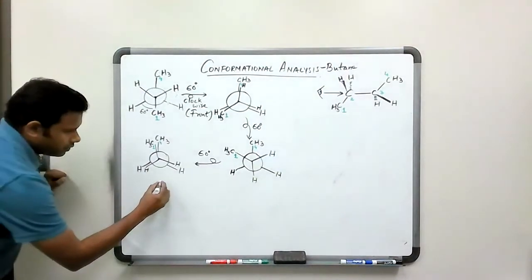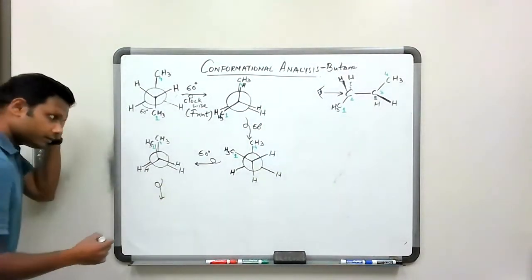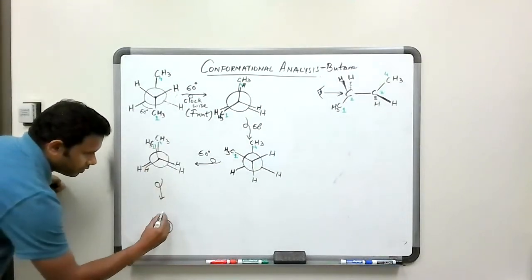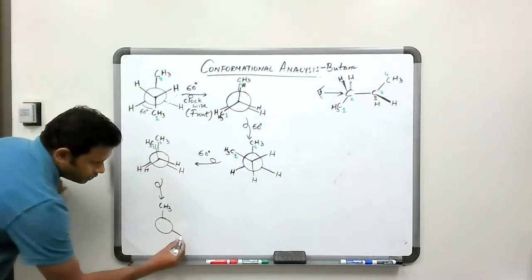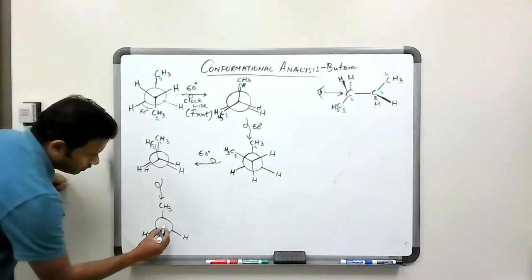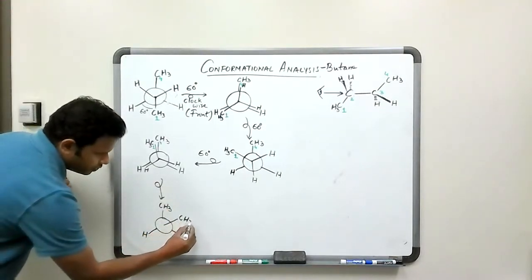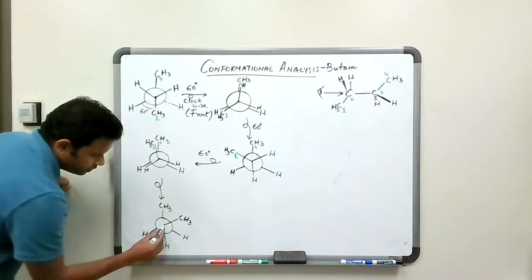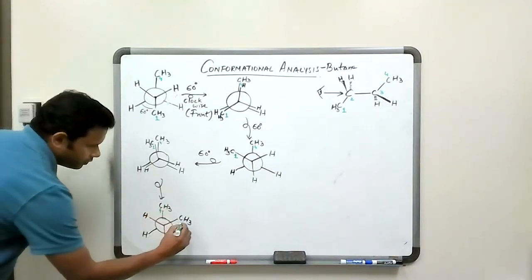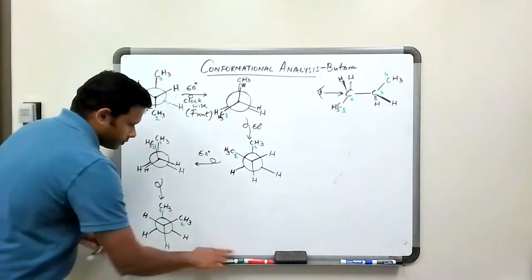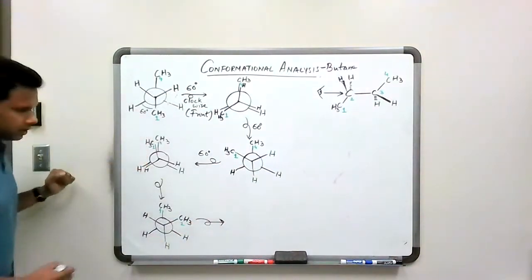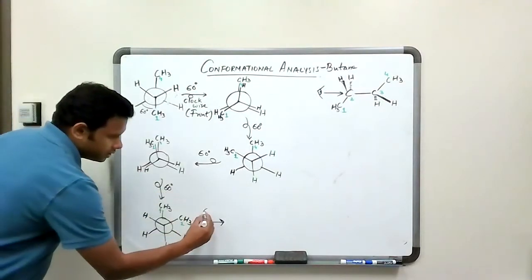Okay, and now I can do another conformation here, 60 degrees. So back carbon, again, there's no change. Hydrogen, hydrogen. On the front carbon, I've got CH3 here, hydrogen, hydrogen. This is 4, this is 1. Another 60 degrees. So these are all 60-degree rotations.